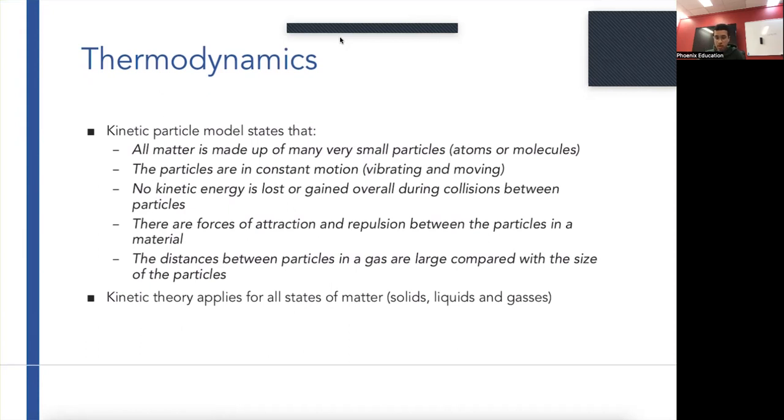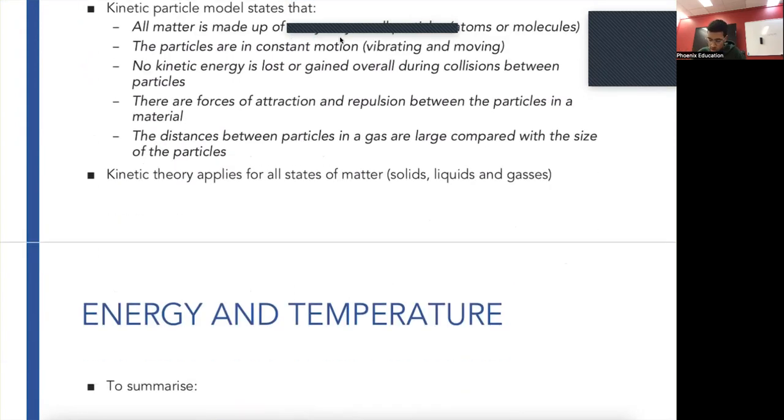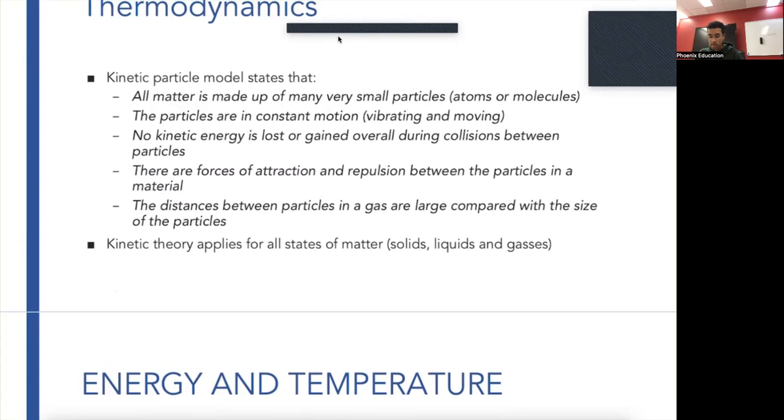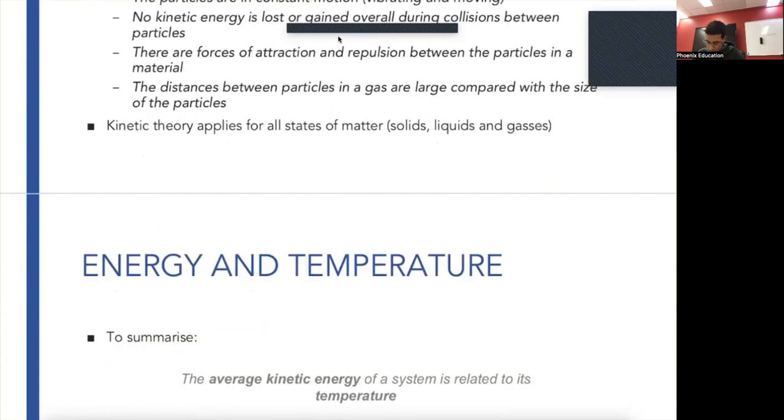So if you heat up a liquid, the particles in a liquid, even though they're separated much more than solids, will vibrate more vigorously until they reach a point where they turn into a gas. So at that point, all the particles will break apart and float free in space, okay? So that's what this sixth dot point is saying. The distance between particles in a gas is large compared with the size of the particles. Yeah, so they're separating really far away.